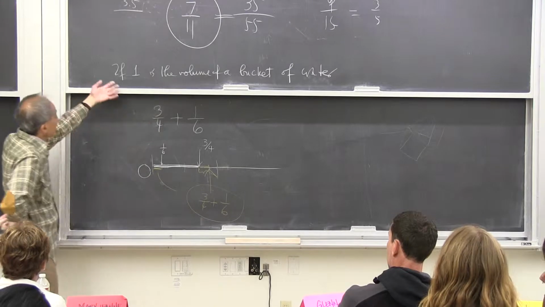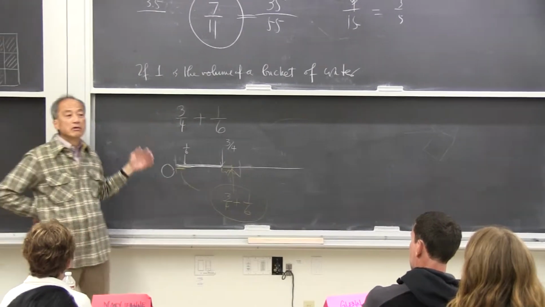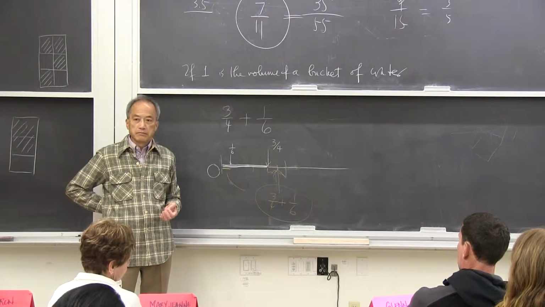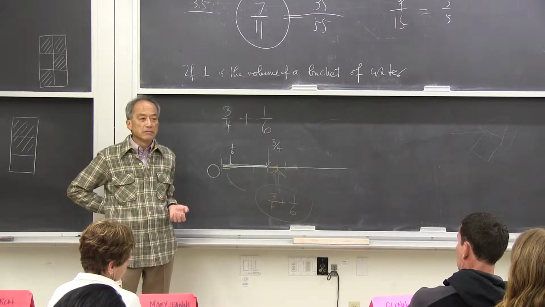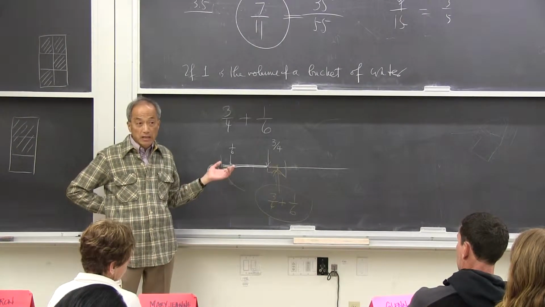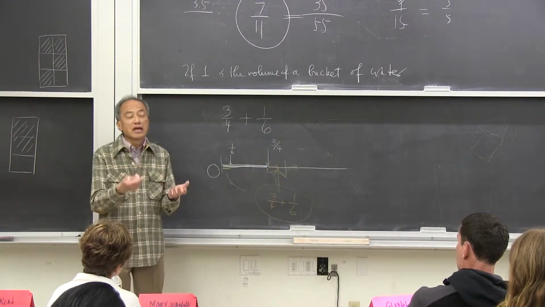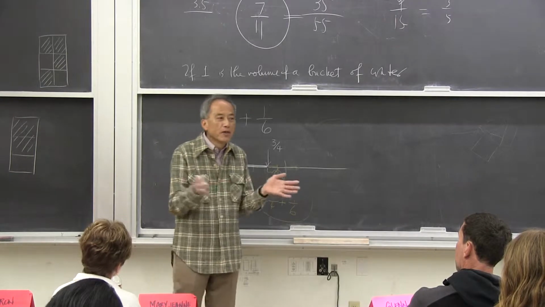You don't like the denominators? What do you do? Change them. That's one way to look at it. So you don't like it? So what do you change it to? When you change, what do you want to achieve? You want to achieve what?